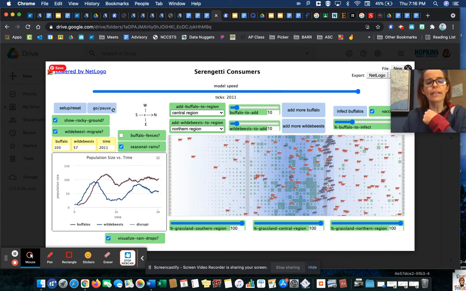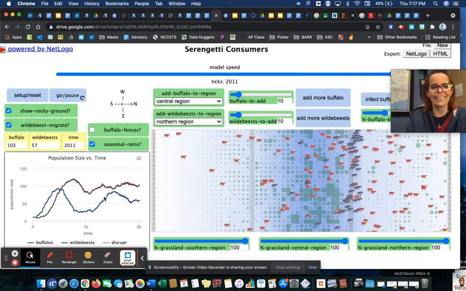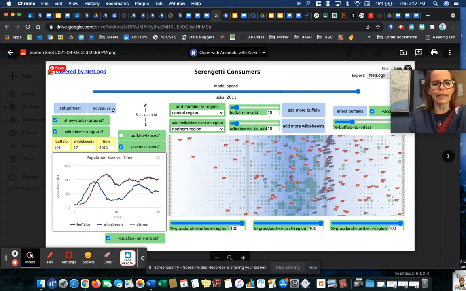So now let's go ahead and take a look at what actually happened. I'm going to see, can I make this bigger? I can. So let's look at this graph down here. Right at the beginning, both populations started out with the same number of animals. But notice that the wildebeest increased faster than the buffalo did. Their rate of increase was faster. Remember that they reproduce a little bit faster than the buffalo.